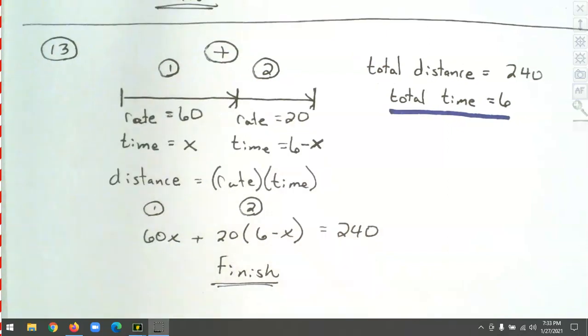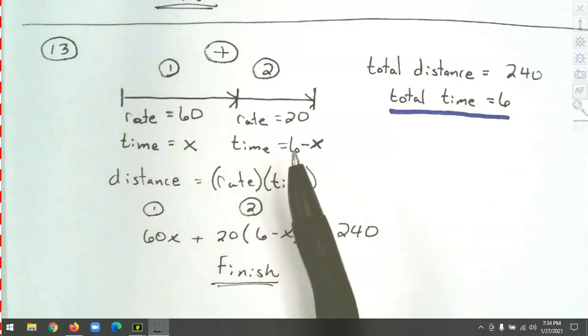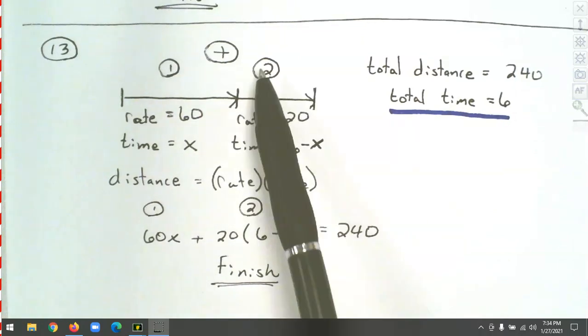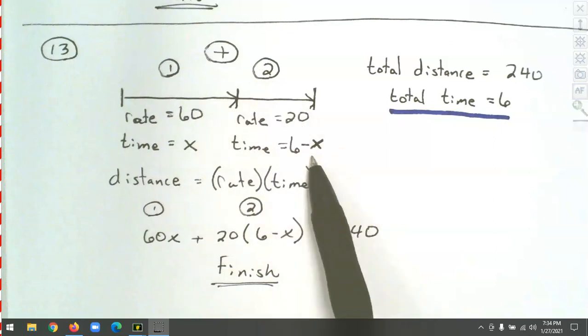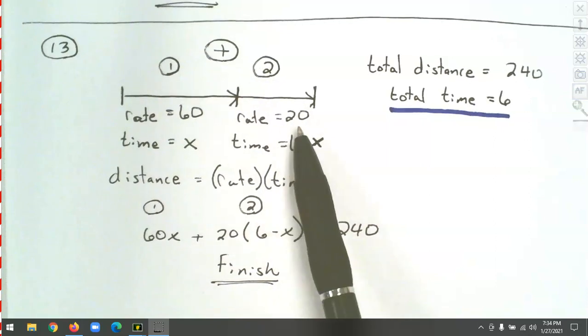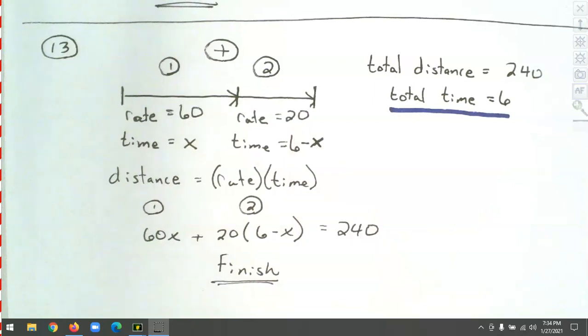So x is not your final answer. X is just part of it. You have to plug it back in, find the time on the second part after the accident, multiply that time by your rate of speed, and that's going to tell you how many miles you drove. So you have to do the multiplication, and that'll give you the actual miles. And that's what we want.